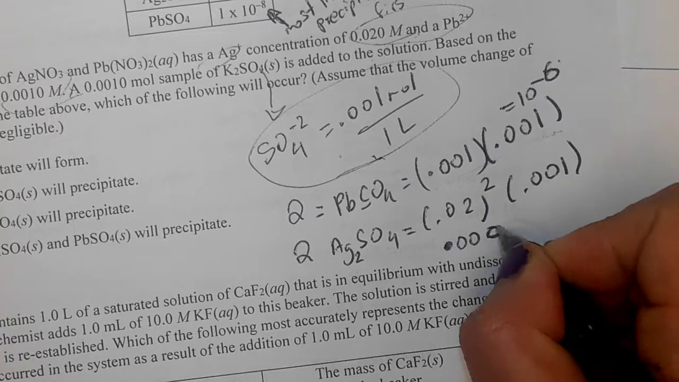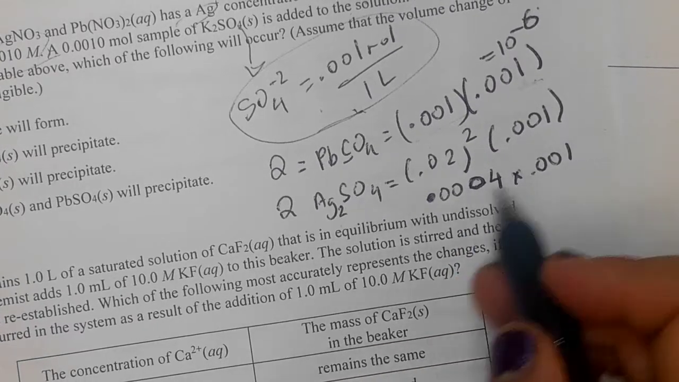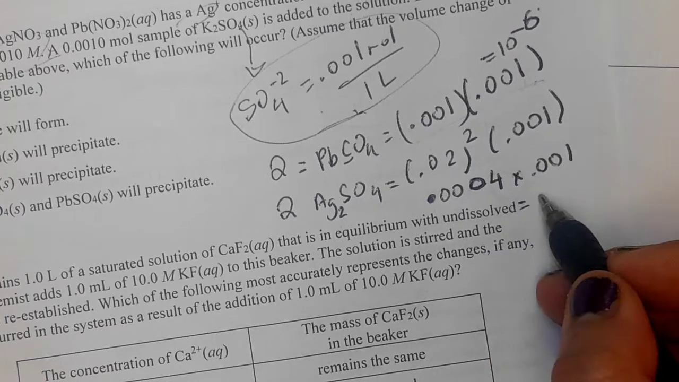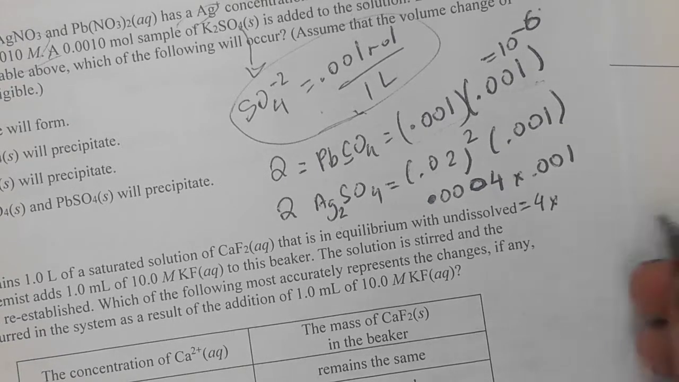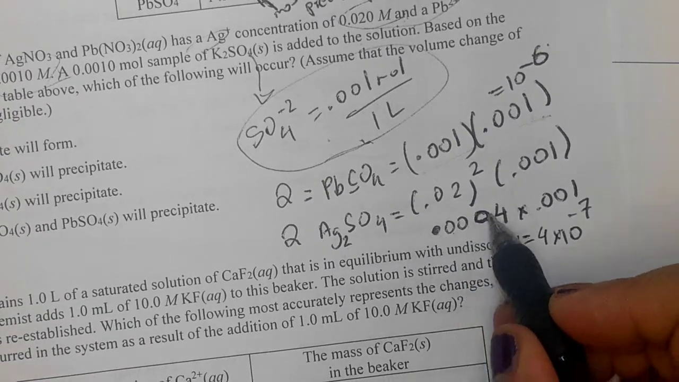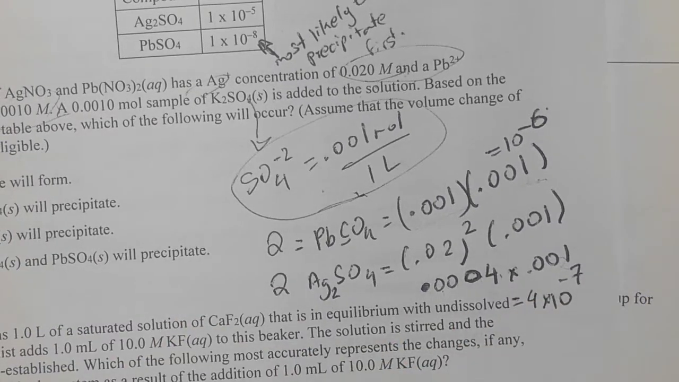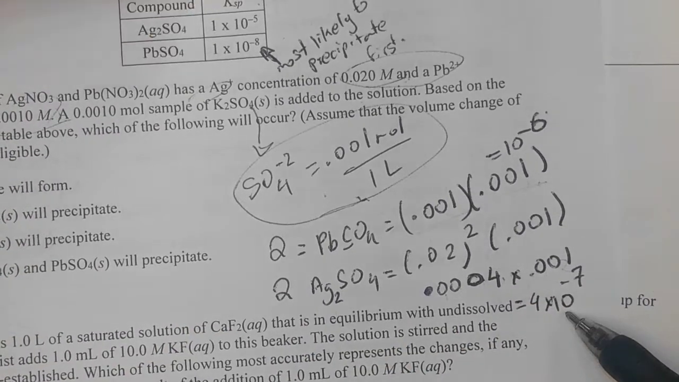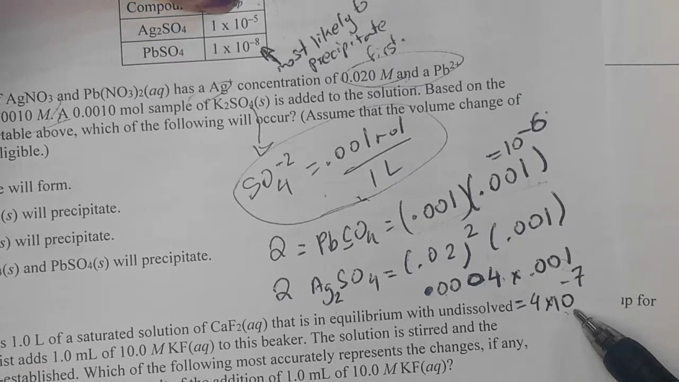So this is going to give you 0.0004 times 0.001. Quick mental math here. What is it going to give you? 4 times 10 to the negative 7, because you count 1, 2, 3, 4, 5, 6, 7. If you take a look at this number, and that number up here for Ag2SO4, do you see how Q is still smaller than K?